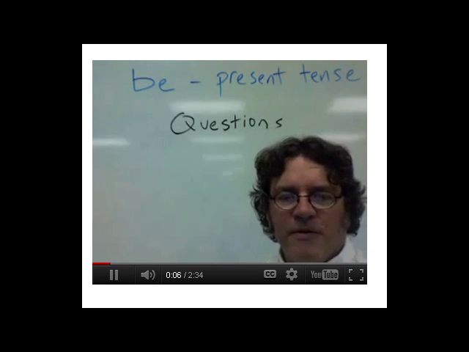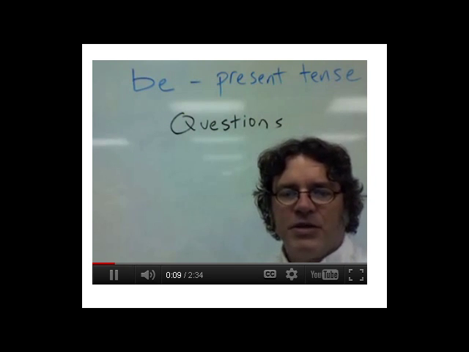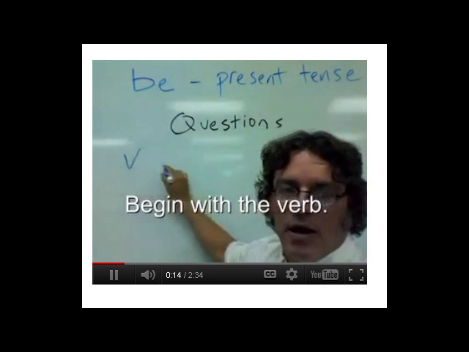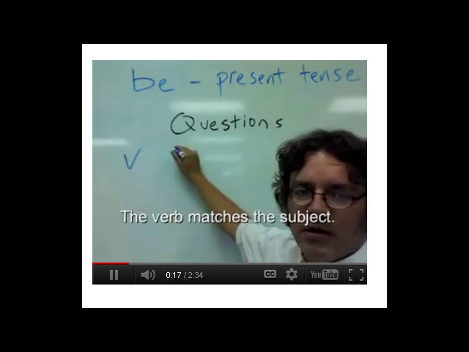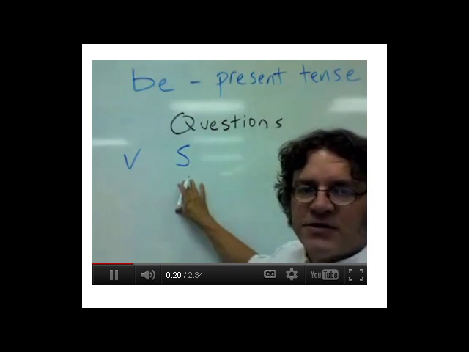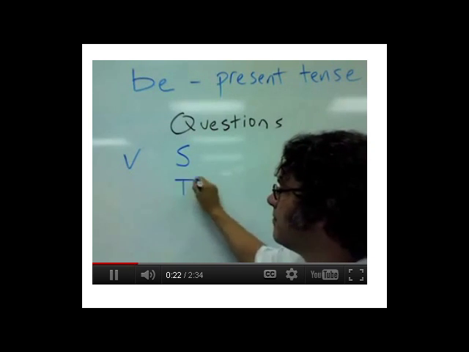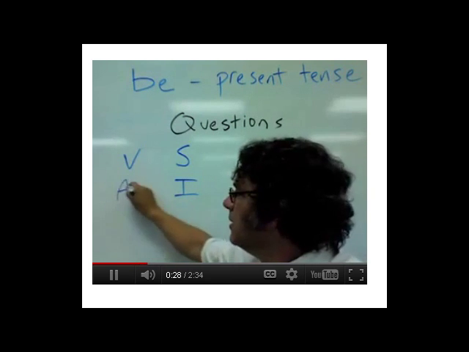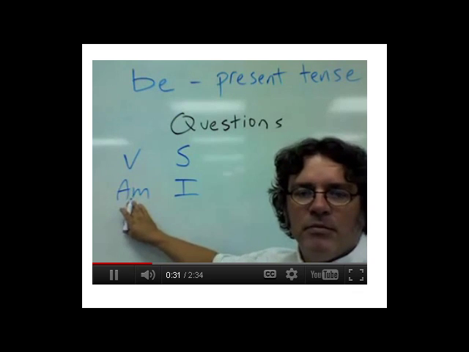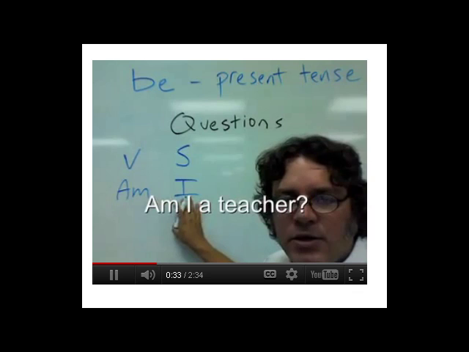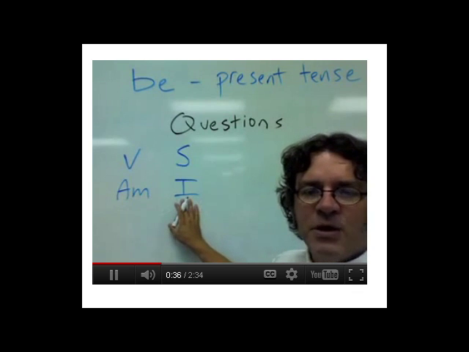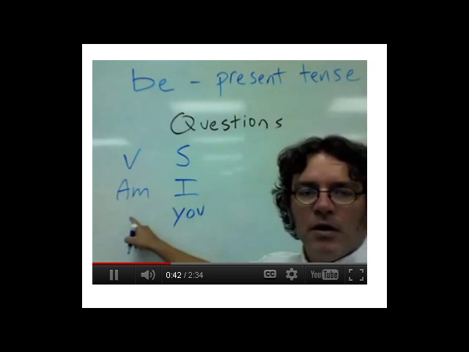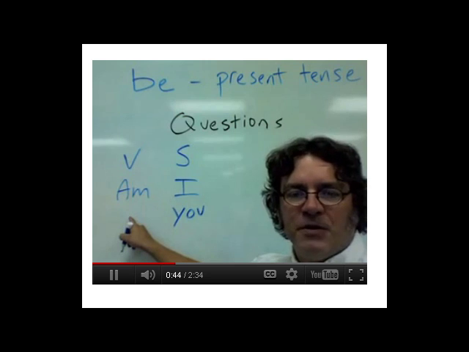So, to make a question with the verb be in the present tense, begin with the verb, and the verb matches the subject. So if the subject is I, the verb be is am. Am I a teacher? If the subject is you, the verb be goes first.